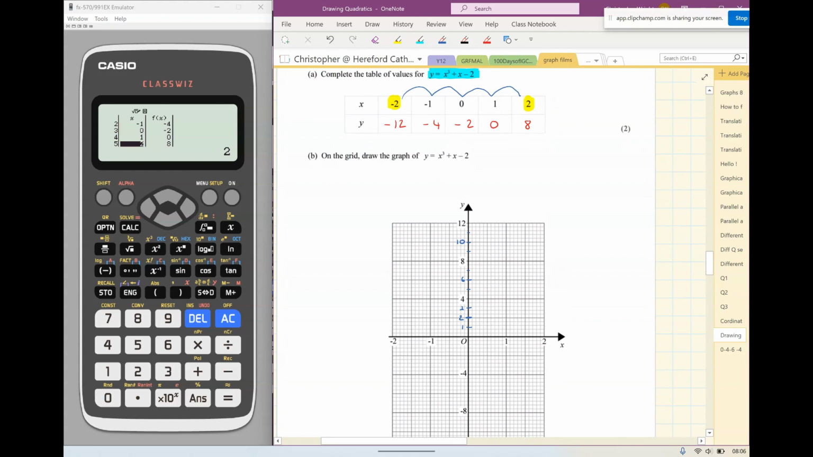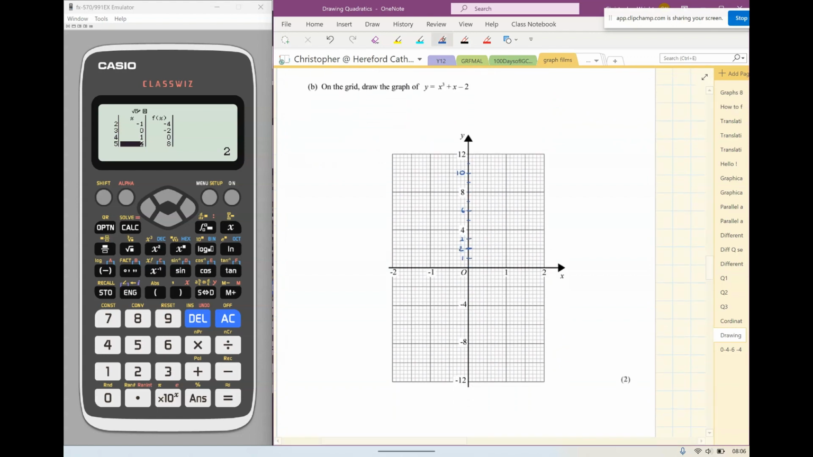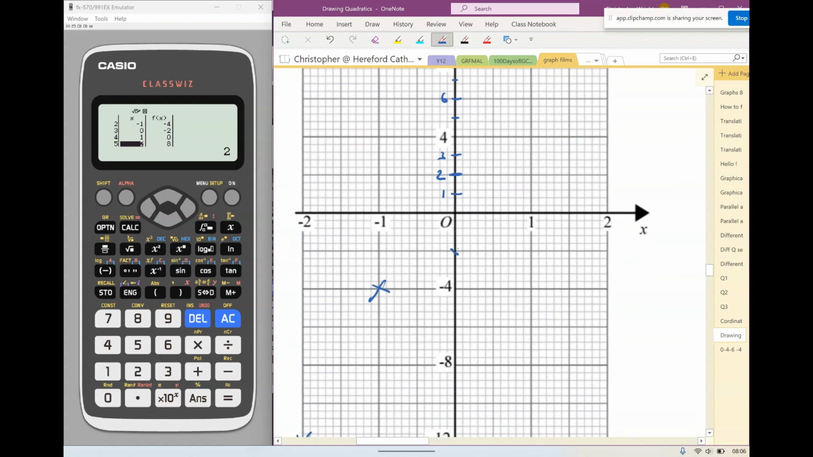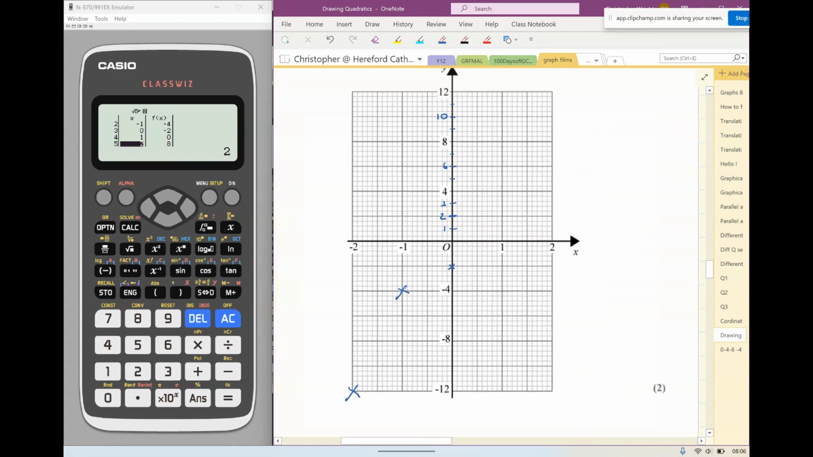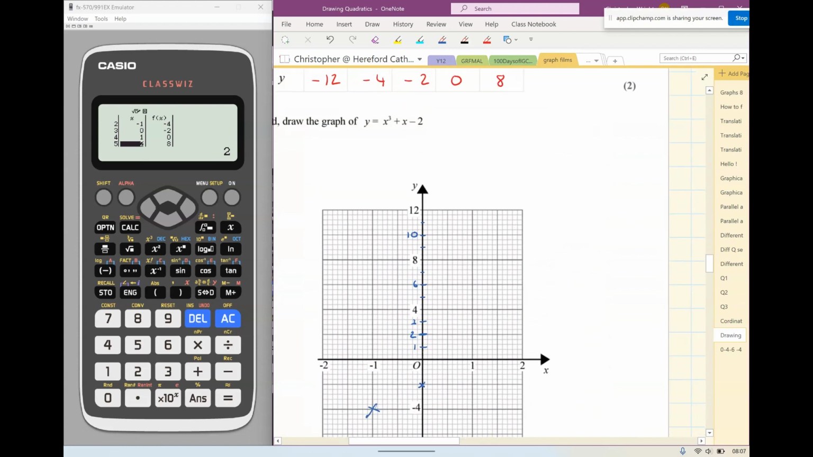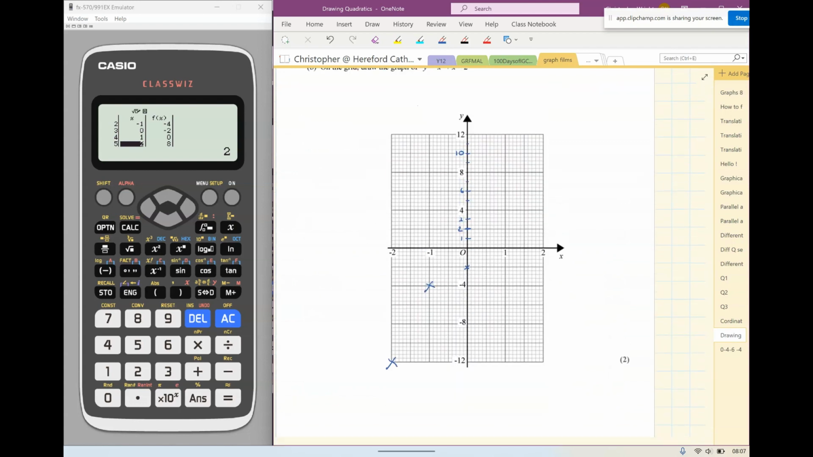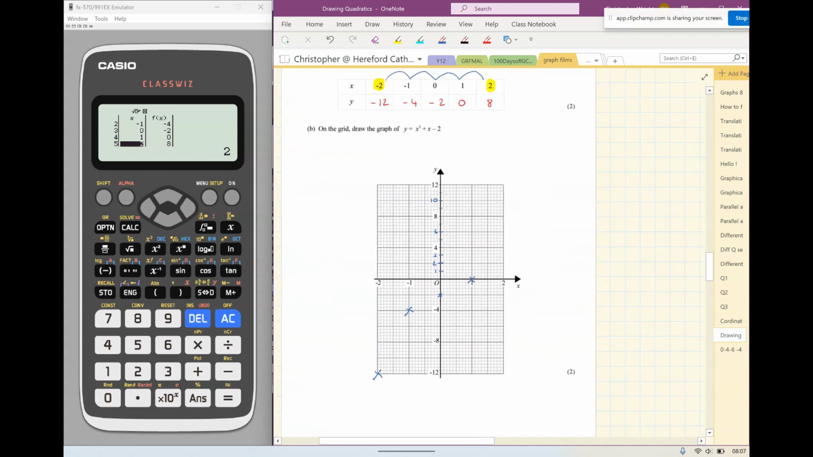-2, -12, so -2 along and -12. Well, that's quite straightforward because -12 is marked. -1, -4. Oh, that's quite straightforward as well. Okay, 0, -2. Well, that's going to go here, halfway between 0 and -4. What's next? 1, 0. I think I can manage 1, 0. There it is. And then 2, 8. Right, so here are my points.